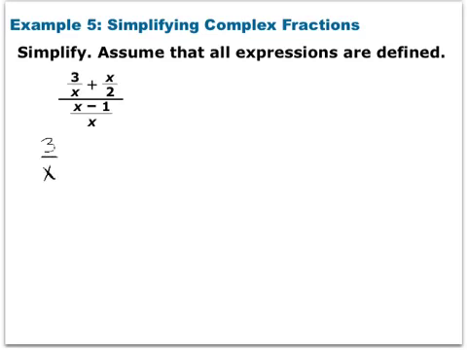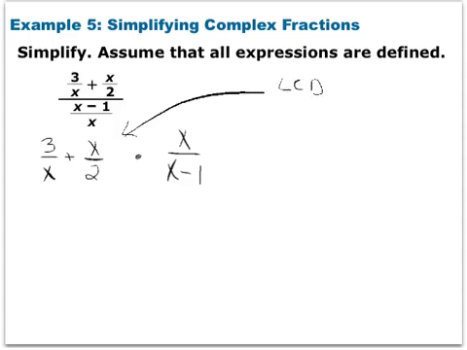I have 3 over x plus x over 2, multiply x over x minus 1. Okay, these are getting more complicated because we have more things to do. It's like all that we've learned so far in this section. We sort of have to do it all. So on that first expression, we need an LCD. I have an x in the first fraction and a 2 in the second, so the LCD is 2x.